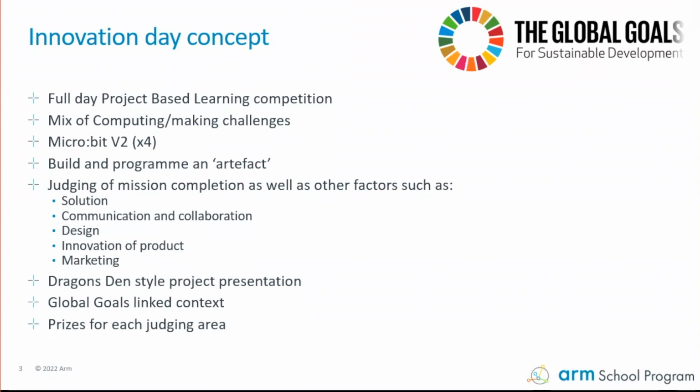So what does it involve? We typically use teams of 4. So we usually have 2 boys, 2 girls in each team, and each of them have a microbit. Now a V2 is preferable, being the latest of the microbits, but this project can be done with a V1 if you need to. All of these projects are contextualized to one of the global goals, and again we'll cover that in a bit more detail later on, but just know that it's all about solving a real world tangible problem. The students throughout the course of the day have to build and program an artifact.